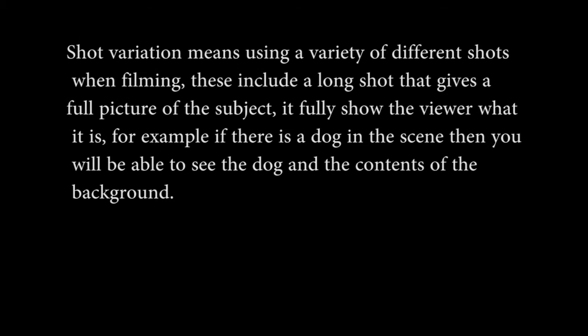Shot variation means using a variety of different shots when filming. These include a long shot that gives a full picture of the subject. It fully shows the viewer what it is. For example, if there is a dog in the scene, then you'll be able to see the dog and the contents of the background.